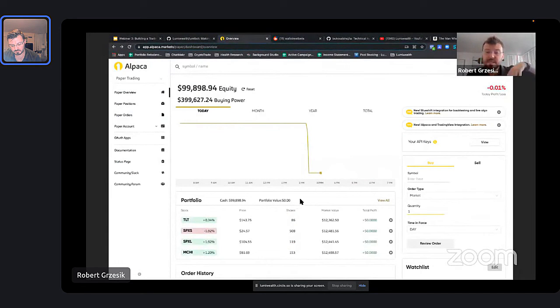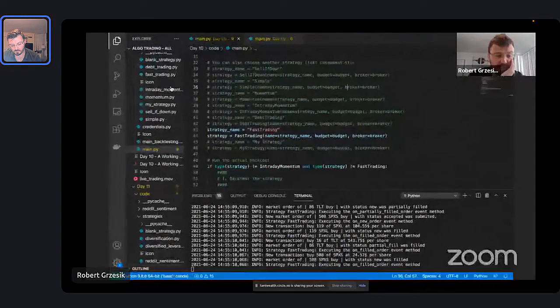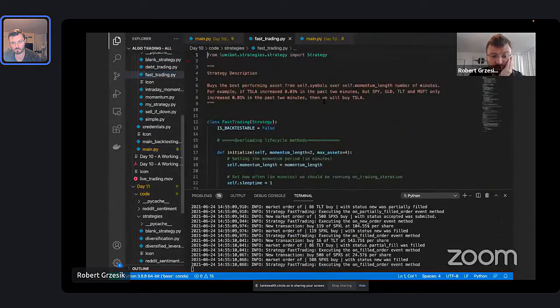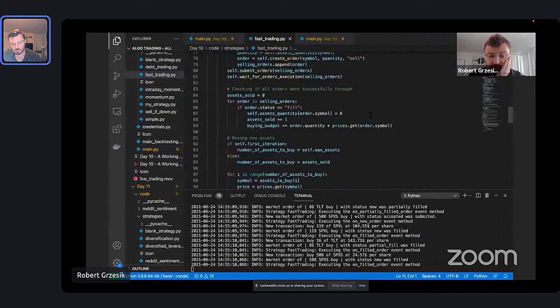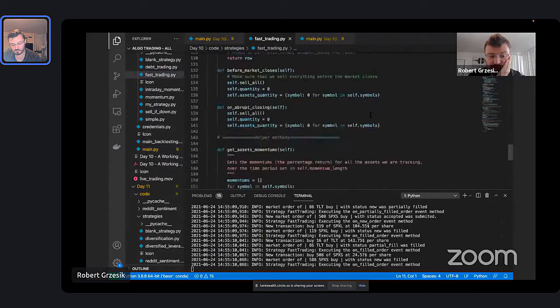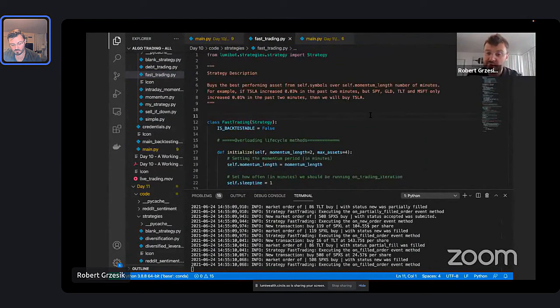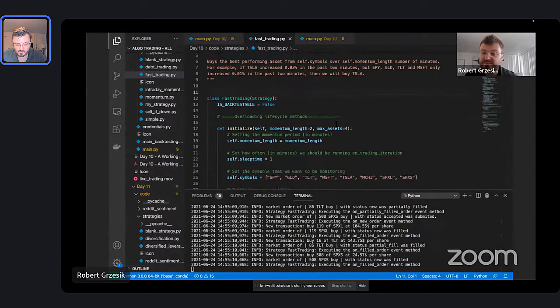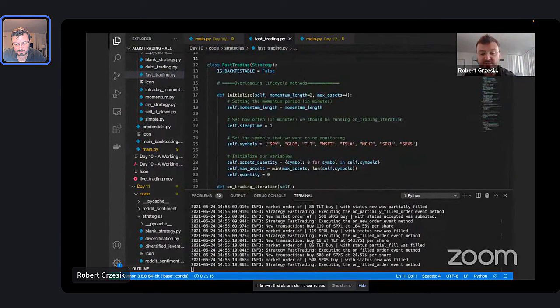Let me describe to you essentially what this strategy is doing. Here is the code. The code is fairly straightforward. It's not that long, right? It looks like 160 lines of code, but a lot of it is boilerplate stuff, and a lot of it is just tracking things and whatnot. It's very easy for you guys to get something like this up and running. Essentially, what it does is it looks at these symbols here: SPY, gold, TLT, Microsoft, Tesla, etc.